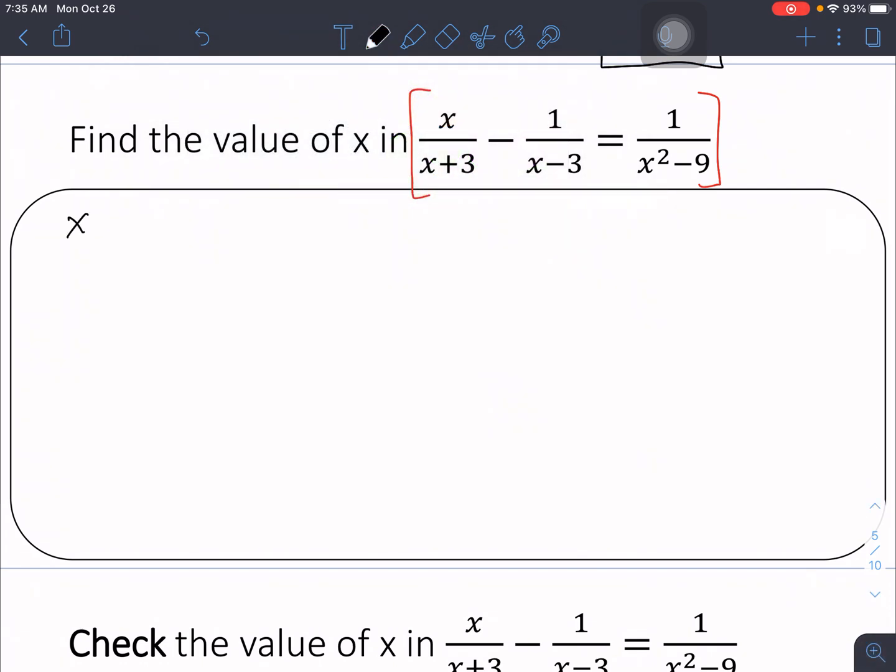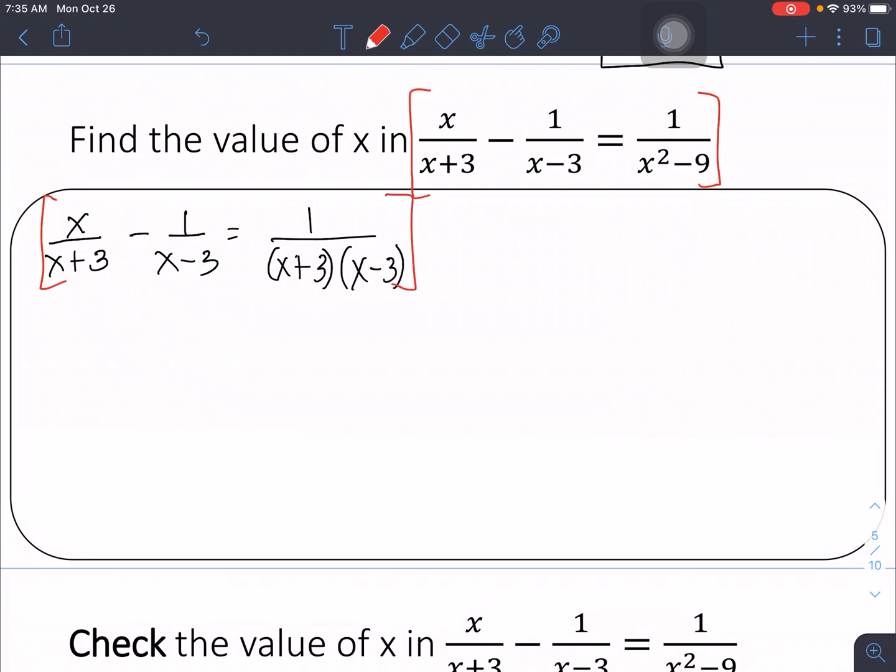Okay. So when I factor out x squared minus 9, that is (x + 3) multiplied by (x - 3). Okay. So with this, I could easily identify their LCM. So this is x + 3 and x - 3. So I need to multiply both sides of the equation by (x + 3)(x - 3). Okay?